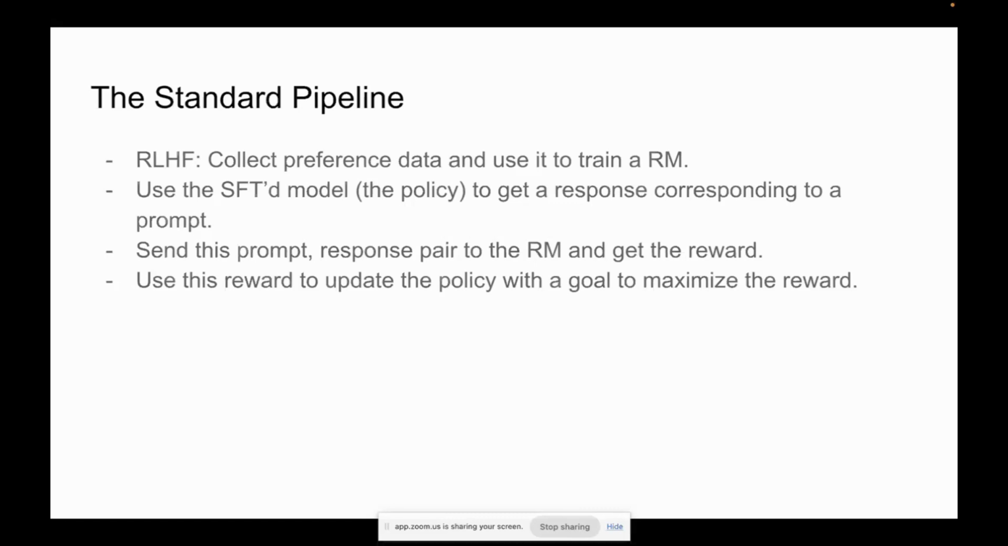Then we again use the SFT model, which in RL literature will be called the policy now that we are discussing RLHF. We use the SFT model to get a response corresponding to some prompt or some question that I have in my data set. Then I take the model's answer to my question, send it to the reward model that I just trained in the first step, and I get the reward back. Reward in the sense of how good the model completion actually was. That is the work of the reward model. Then we take this reward, along with the prompt and the response, and we update my SFT model according to this reward.